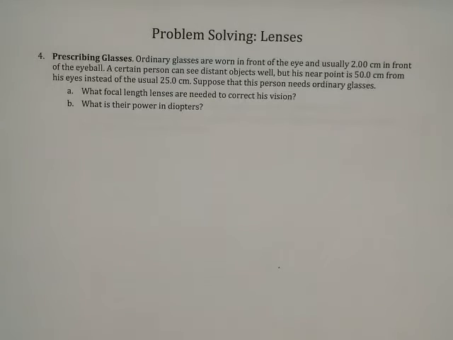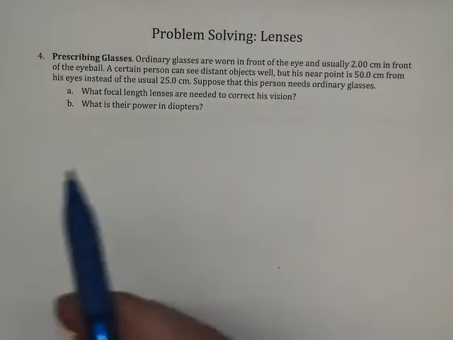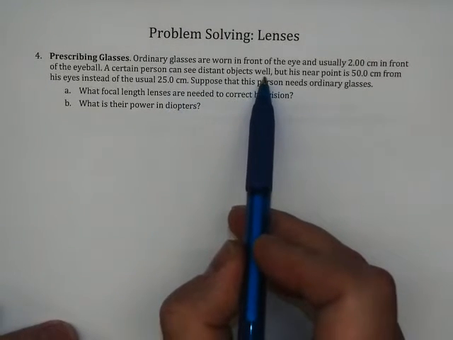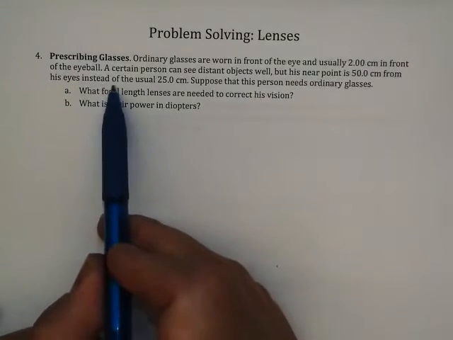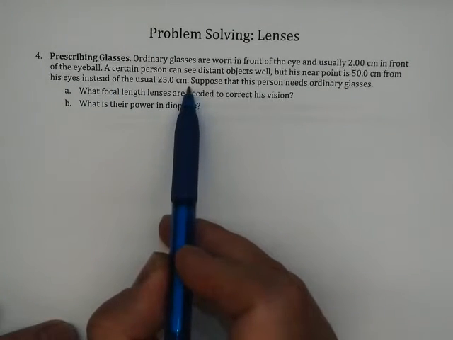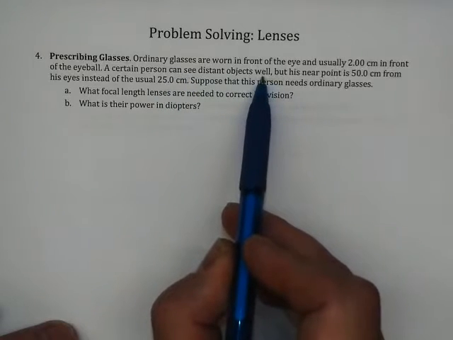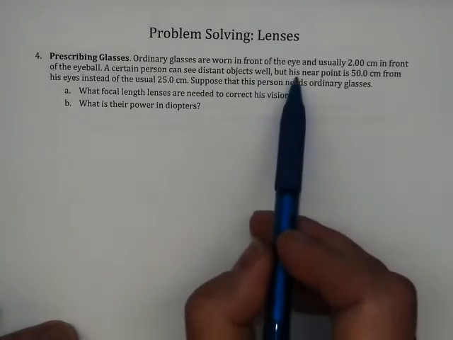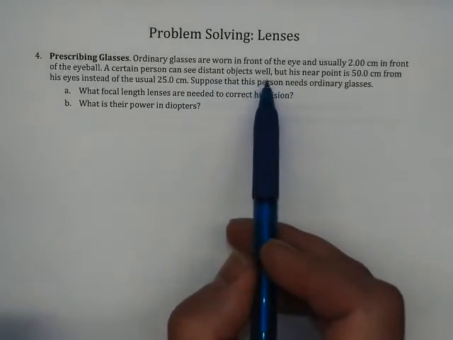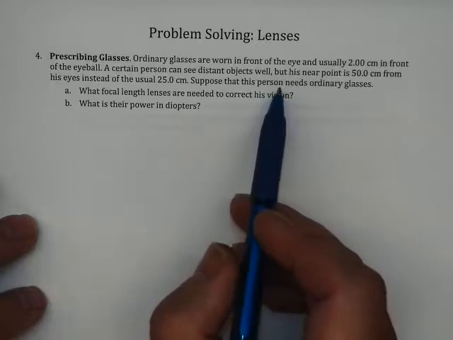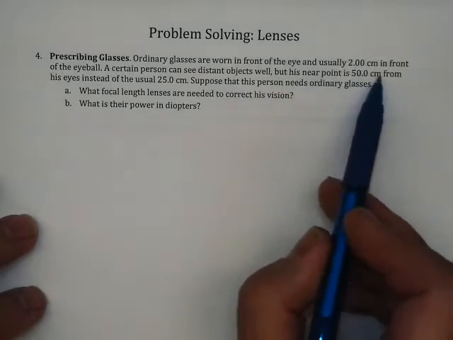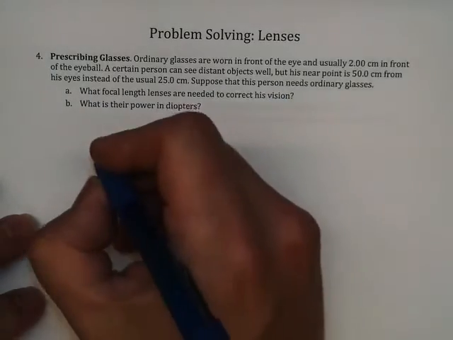So in this particular question, it reads, ordinary glasses are worn in front of the eye and usually 2 centimeters in front of the eyeball. A certain person can see distant objects well, but his near point is 50 centimeters from his eyes instead of the usual 25 centimeters. So he sees distant objects well, that's my cue that this person is farsighted or hyperopic. And to correct hyperopia, you need to use a diverging lens. Suppose his near point is 50 centimeters from the eye instead of the usual 25 centimeters.